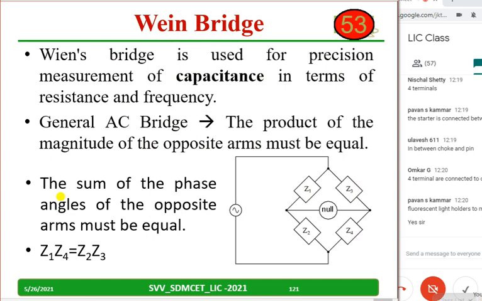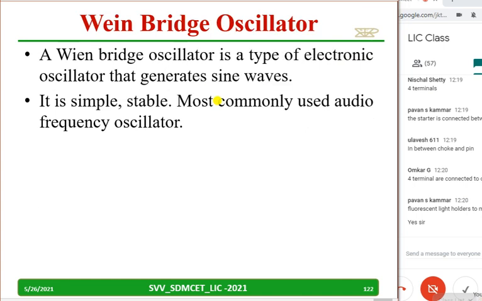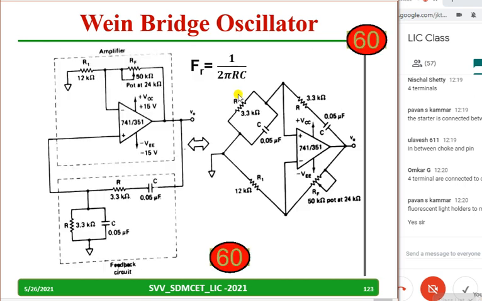The product of the magnitudes of opposite arms must be equal. I will wait for some time. A wein bridge oscillator is a type of electronic oscillator that generates the sine wave. It's very simple, stable, and most commonly used for the audio frequency range. We have already spent a lot of time on frequency and audio range, and a YouTube video is also there. Now I want you to copy down the wein bridge oscillator circuit.